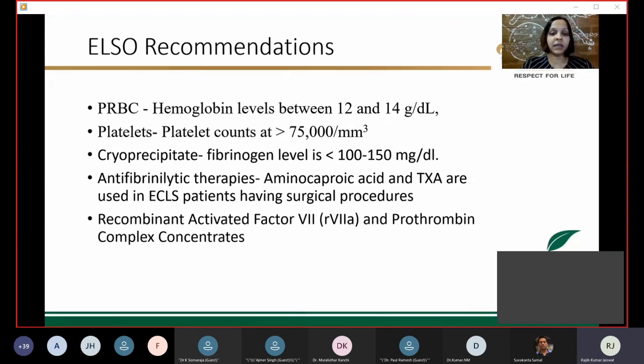Antifibrinolytic therapies such as aminocaproic acid and tranexamic acid are used only in ECMO patients undergoing surgical procedures. TEG and ROTEM can also be performed to determine if antifibrinolytic therapy is contraindicated, if the patient has an underlying hypercoagulable state such as DIC, in spite of active bleeding.